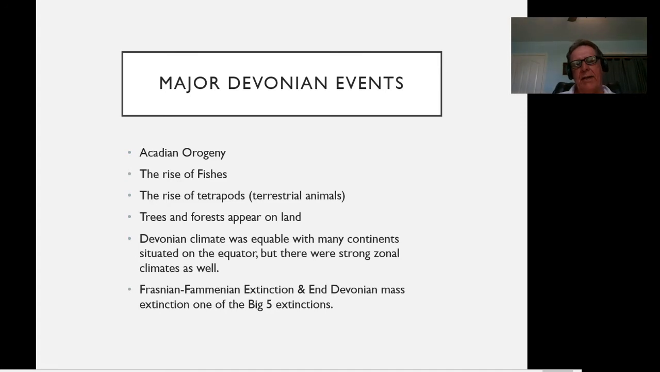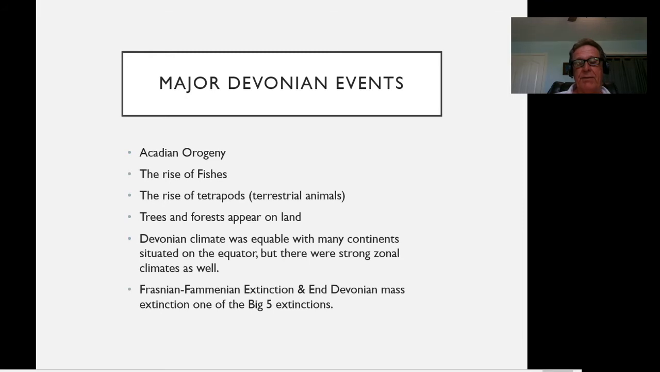It's unclear if the Frasnian-Famennian began the extinction and it continued to run to the end of the Devonian, or whether these were pulse extinctions, one at the Frasnian and one at the end of the Devonian. In either case, this end-Devonian mass extinction is one of the big five extinctions on Earth. It wiped out about 80% of marine organisms and 50 to 60% of terrestrial organisms. This is a big extinction.